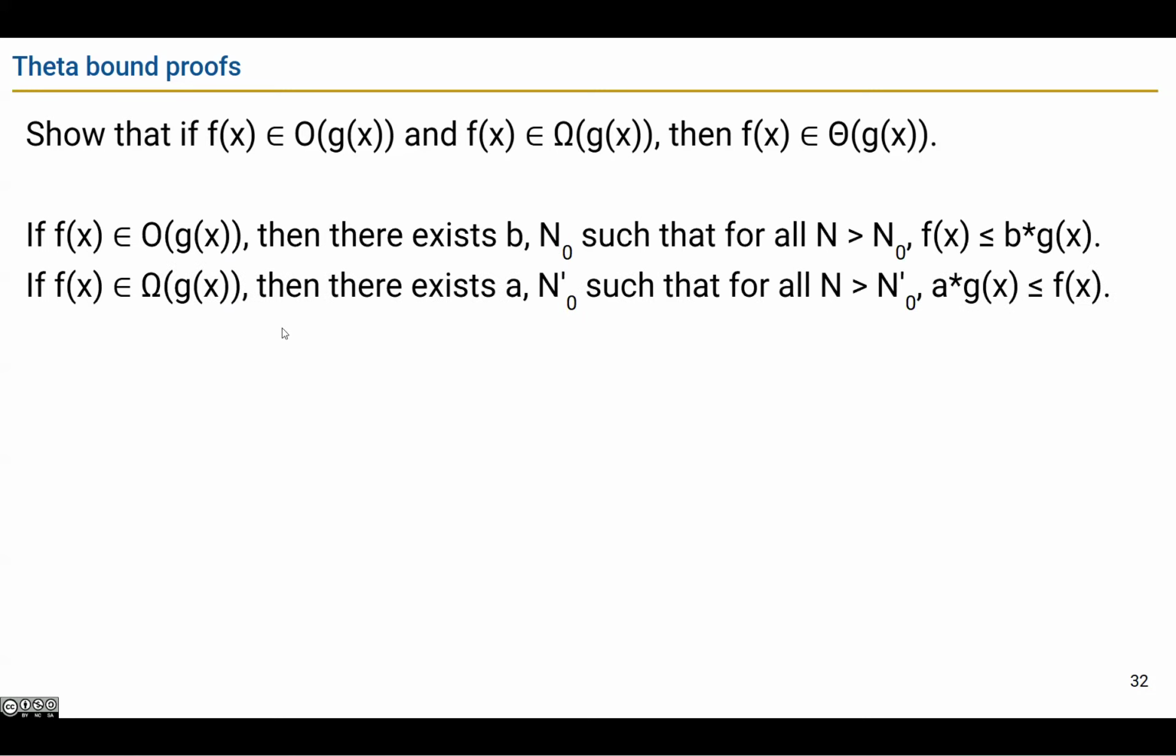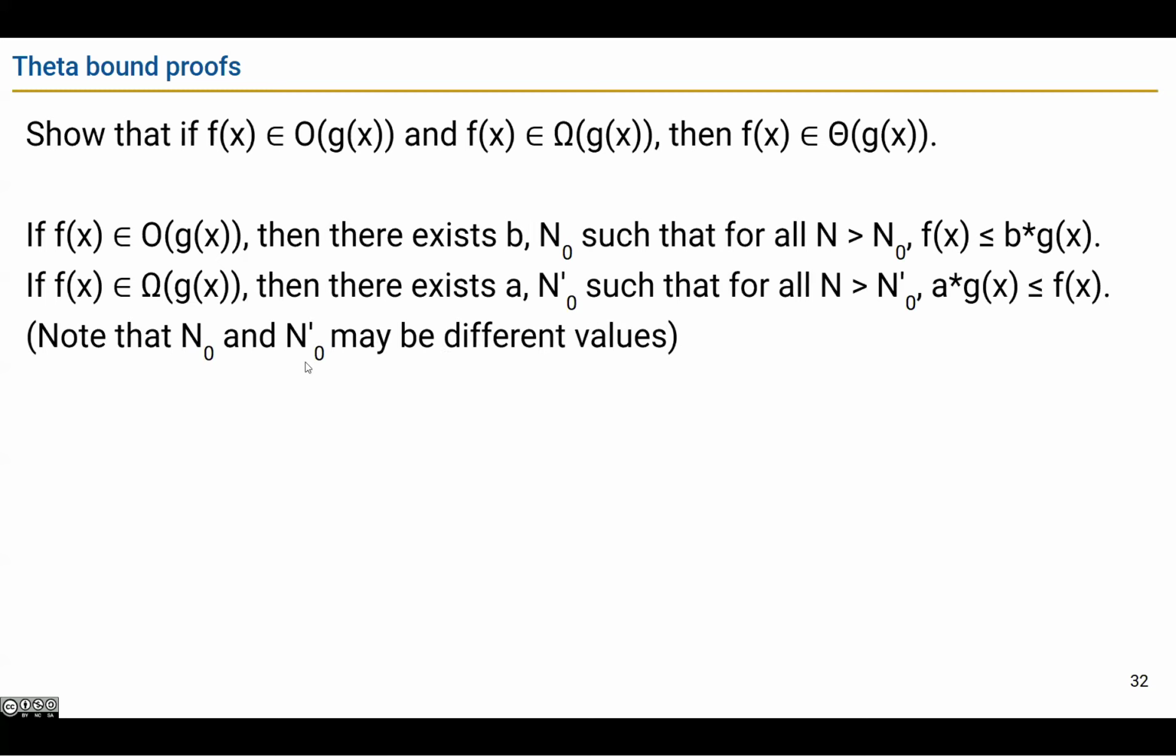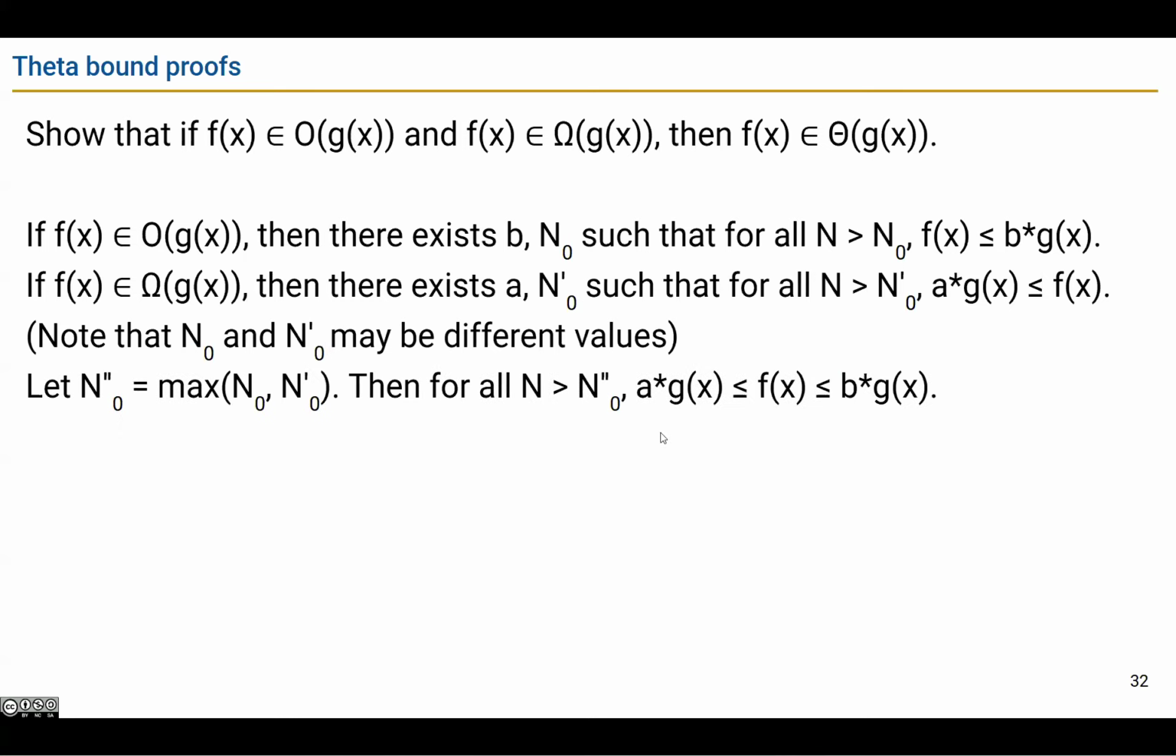The omega is the same thing, only we say that the lower bound is also true for sufficiently large values of n. Now, we do have to be a bit careful here because n naught and n prime naught might be two different values. But we can just take the max of these two, and at the max, both of these inequalities will hold. Now, if both of these inequalities hold, then by the definition of theta bound, f of x must be theta of g of x.